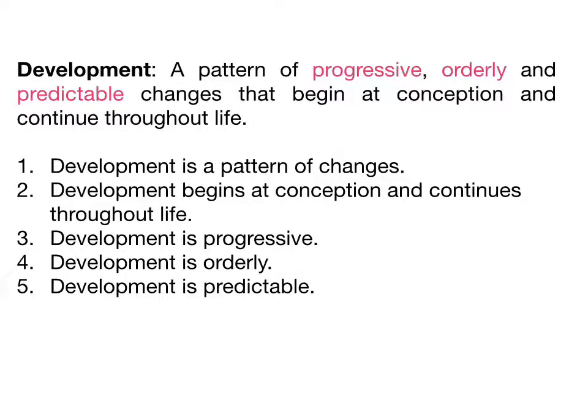This is what we mean by progression. So when we say that development is progressive, two things qualify for the progressive nature of development. One, there is a direction to the pattern of changes which take place, and two, there is a relationship between the various changes which take place. Each change leads to the next change. This is what we mean by progressive.